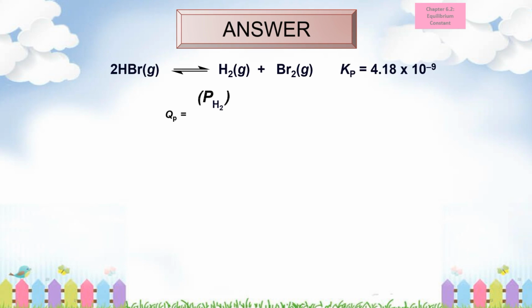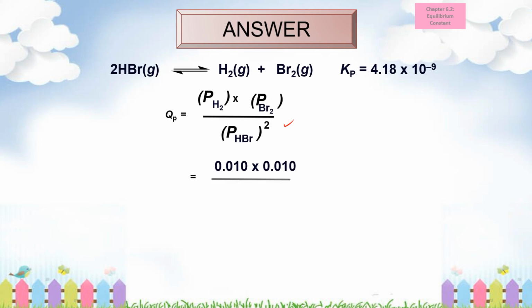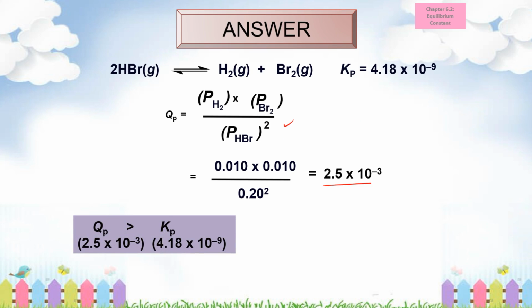So what should we do? We can write the QP expression like this. Next, substitute all the partial pressures. Then we get QP equals 2.5 times 10 to the power negative 3. Remember, QC and QP have no unit. Then compare with KP.